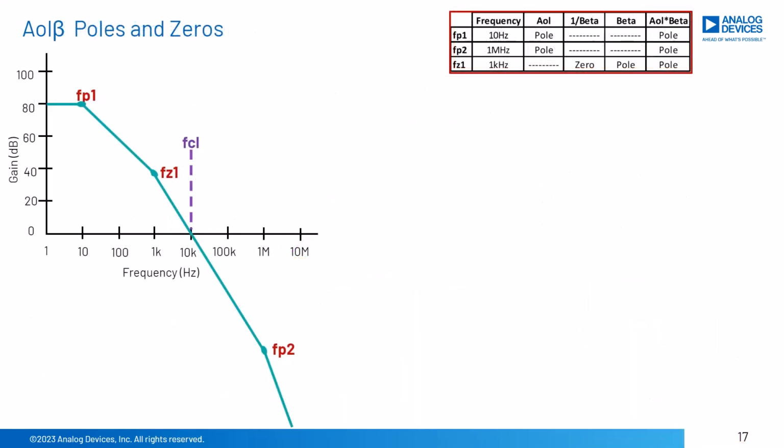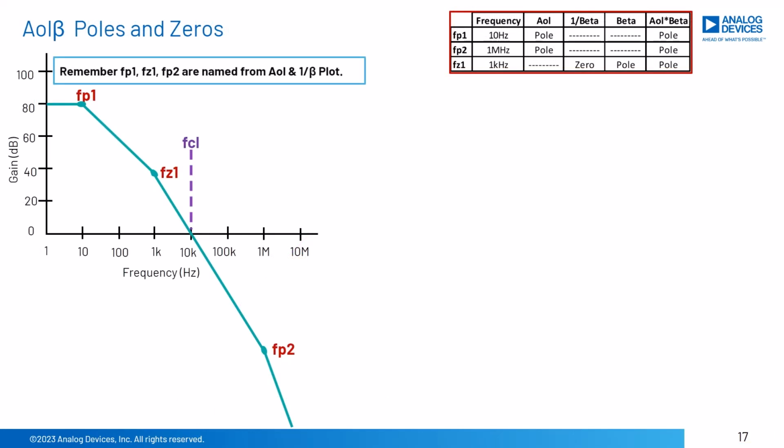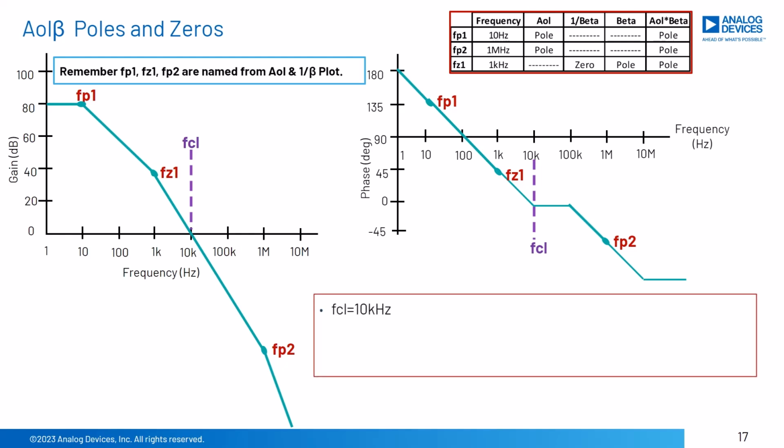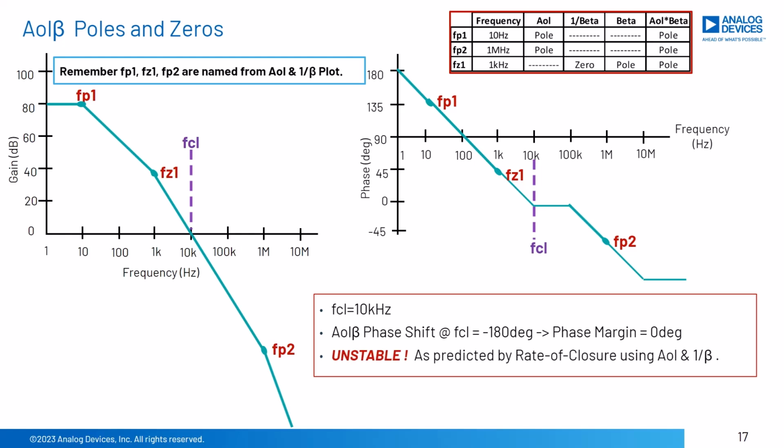Here we see the equivalent loop gain plot from our prior AOL and 1 over beta plot. Remember, we predicted 3 poles at FP1, FP2, and FC1. Their associated combined phase plot is shown on the right. Loop gain is seen to be, as previously predicted, 0 dB at FCL, 10 kHz. Loop gain phase margin at FCL is seen to be 0 degrees. This is just a straightforward example to show how rate of closure predicted instability with 0 degree phase margin.